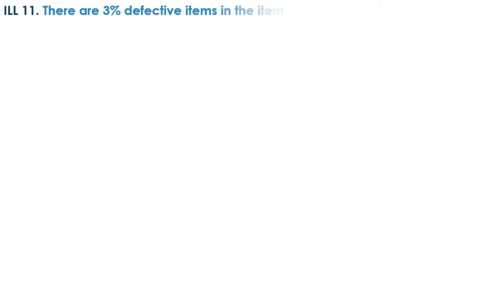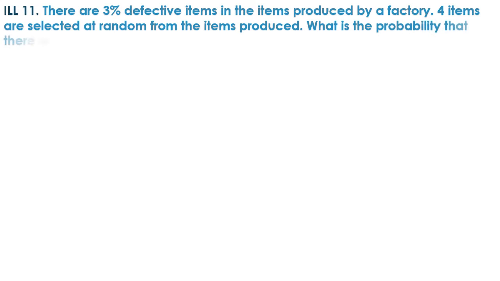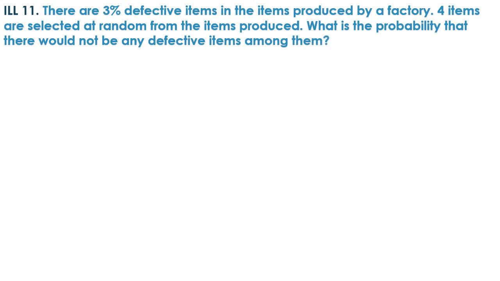There are 3% defective items in the items produced by a factory. 4 items are selected at random from the items produced. What is the probability that there would not be any defective items among them? So the question here is that we have 3% defective items. We are selecting 4 items and we have to find the probability that there are 0 defective items. First, we need to determine what our success is, then the probability of success, and how many items we are selecting, that is p and n. Those are the parameters here. So first we have to recognize p and n, then we will move forward.